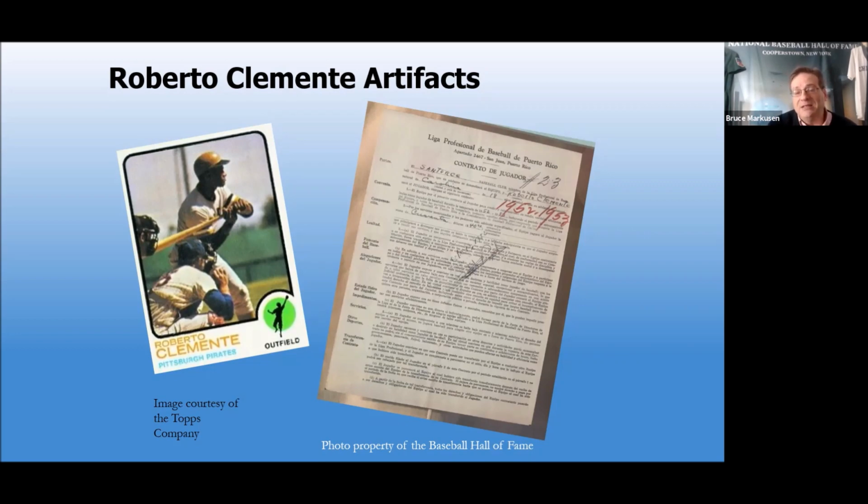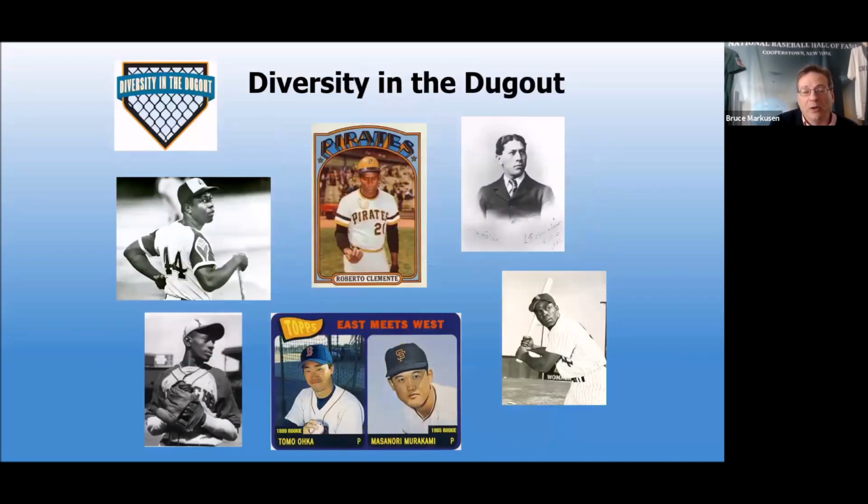We also have in the Viva Baseball exhibit, you see it on the right, a copy of Clemente's first professional contract. He signed with the Santurce team, in Santurce, his native Puerto Rico, and the contract is actually in Spanish. Not surprising, since most of the players on this Winter League team were Latino and spoke Spanish as their primary language. This was before he would eventually debut with the Pittsburgh Pirates.